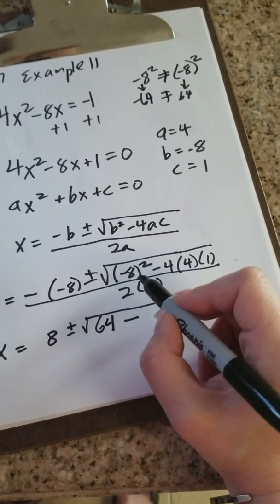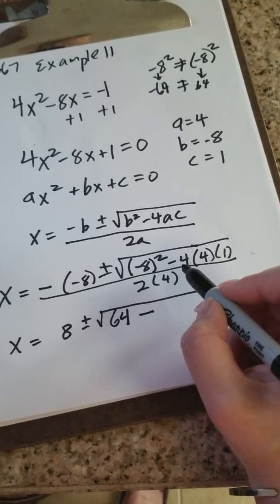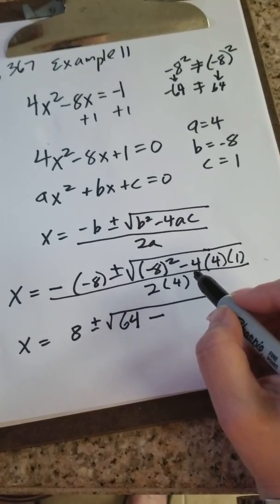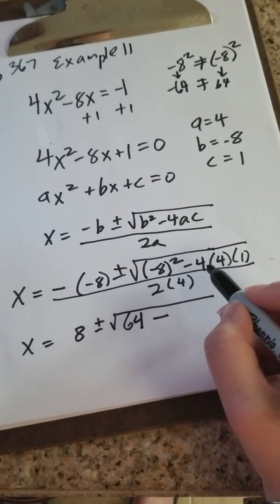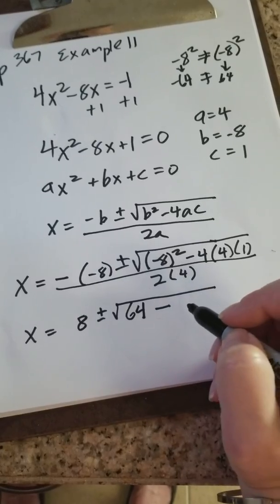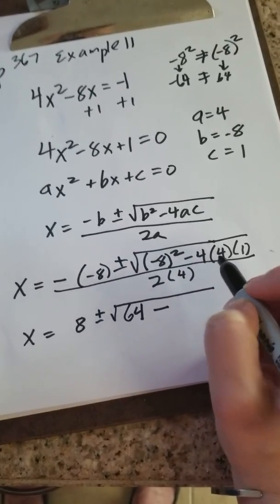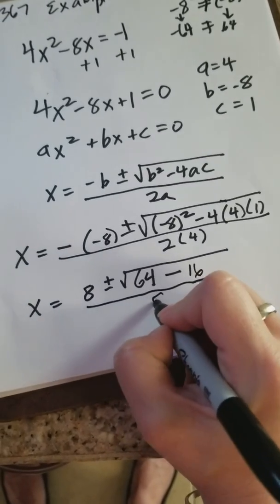So if you are trying to do 64 minus 4, that's subtraction, and that would be going before multiplication. Again, I'm just trying to guess where we might be having a little sticky problems, but you should be multiplying the 4ac and subtracting it after you've squared the b term. So 4 times 4 times 1 is 16. All over our denominator of 8.